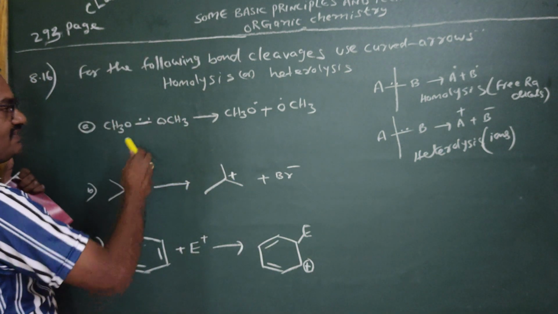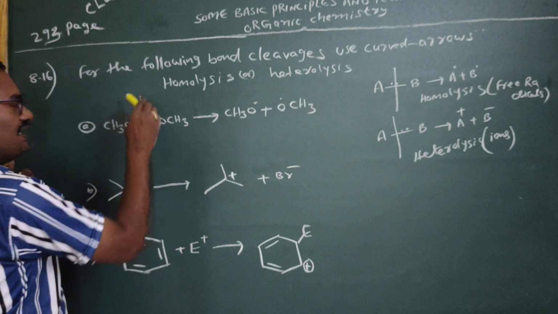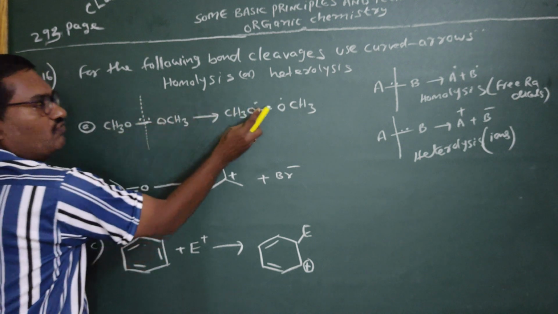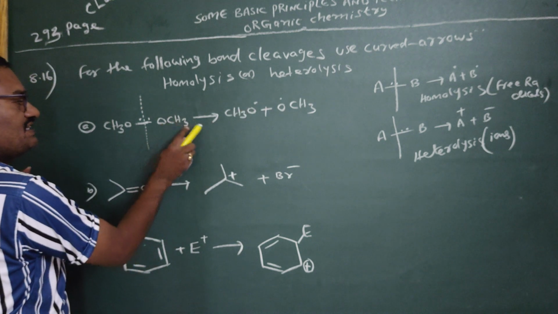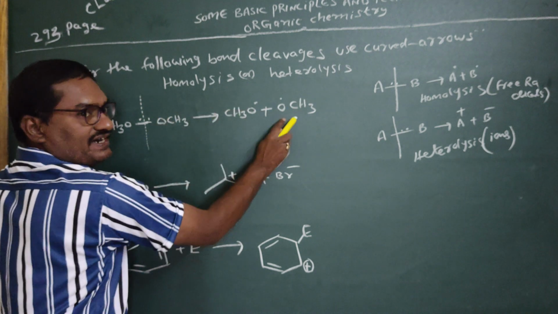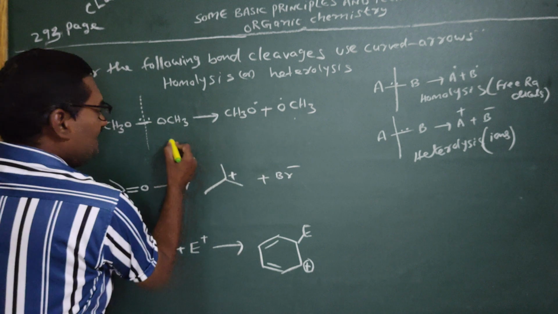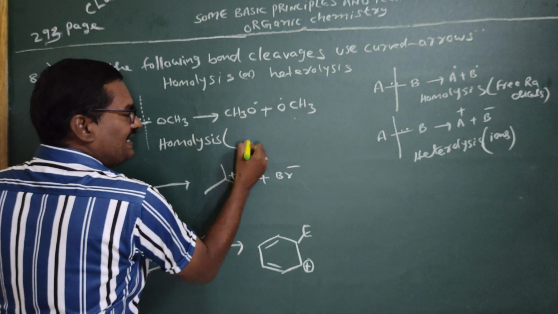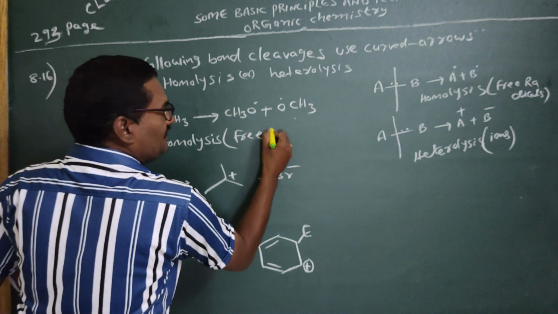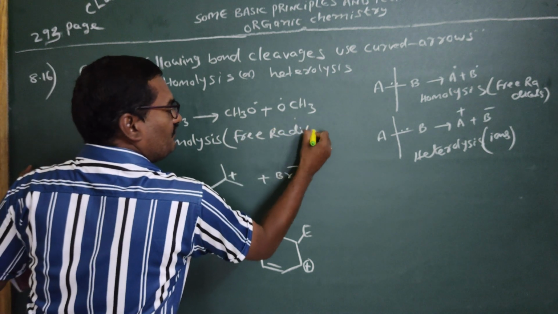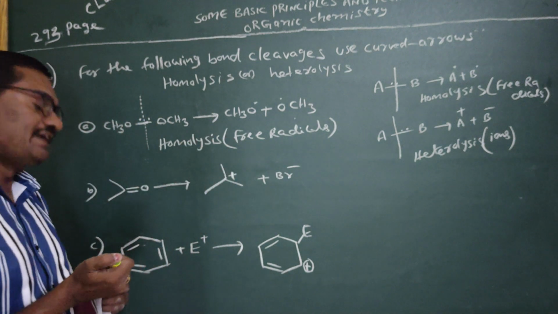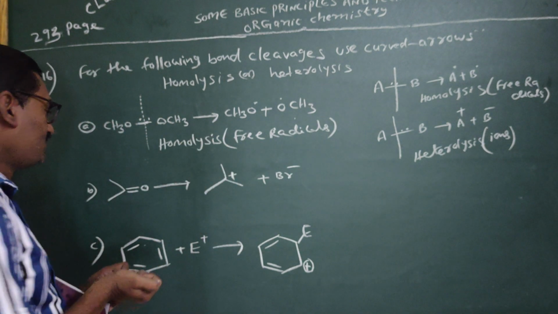The cleavage is in between, so CH3O gets 1 electron and the other OCH3 gets the other electron. So it is a free radical, which means it is homolysis. The intermediate compounds are free radicals. So the answer is homolysis, and the intermediates are free radicals.